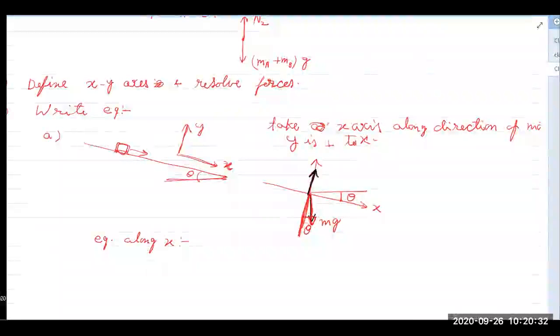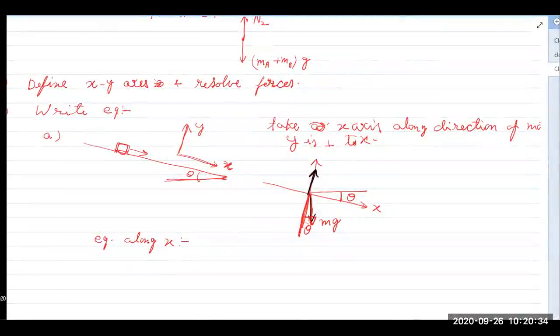So what we are doing is taking the axis. The x-axis should be taken along the direction of motion or along the probable direction of motion. So we have taken the x-axis along the incline, and the y-axis perpendicular to that. Now we write the different forces. mg is vertically down, so it makes angle theta with the y-axis, and the normal is exactly along the y-axis because the normal is perpendicular to the incline.